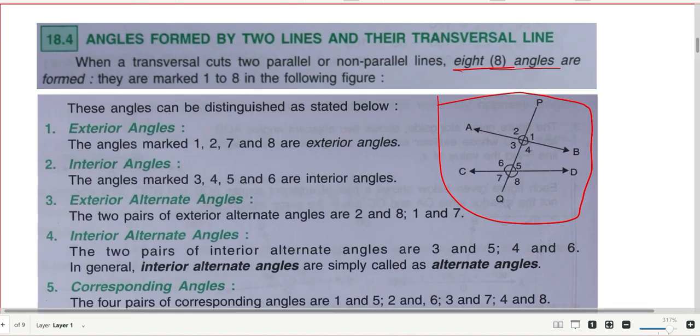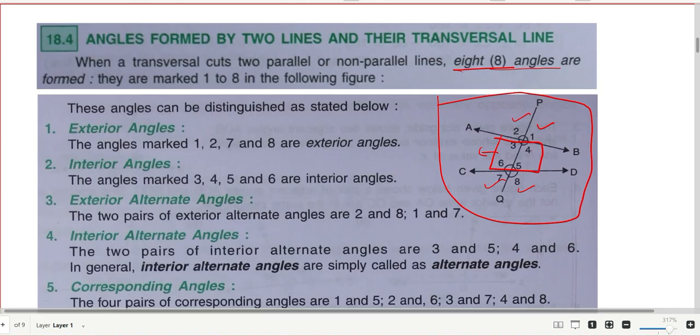These eight angles are classified into different types. Let us go with the first type of angles, that is exterior angles. Angle 1, angle 2, angle 7, and angle 8 are said to be the exterior angles. And the angles which lie within these two lines are said to be the interior angles. If these four angles are interior, the remaining four are exterior. That you need to notice.